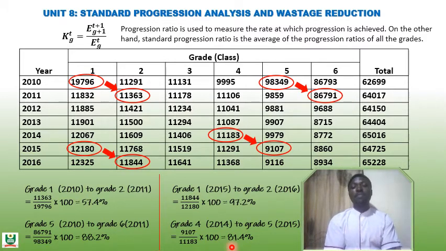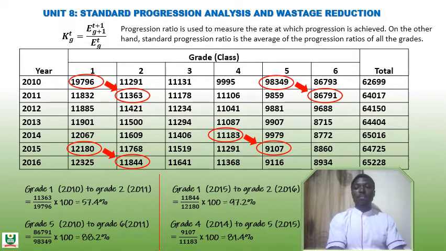This is how to calculate the progression ratio. We divide the number of students in a particular year by the number of students in the previous year and multiply the results by 100, and then we have our answer in percentage.